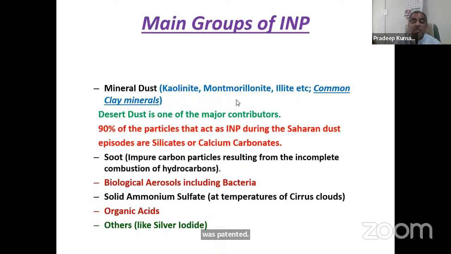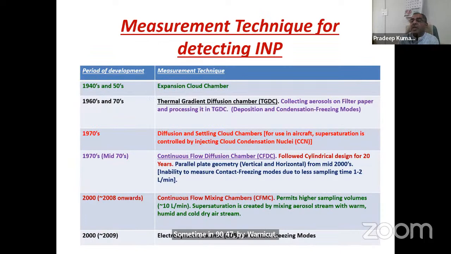Now, what are the different techniques for detecting ice nucleating particles in the atmosphere? In the 1940s and 1950s, the expansion cloud chamber was developed. Then in the 1960s and 70s, the thermal gradient diffusion chamber was developed, where you collect aerosols on filter paper and process them in the chamber. Generally two modes of nuclei can be measured: the deposition mode nuclei and the condensation freezing mode nuclei.